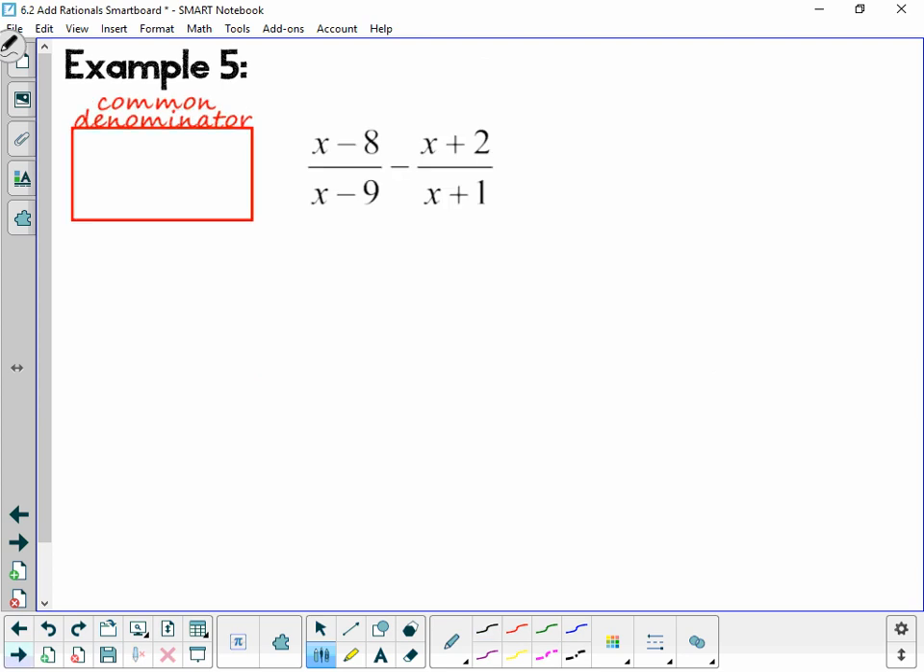Okay, we're going to look at two more. I'm trying to show you maybe some of the different combinations of denominators that might come up, so that as you're doing your homework, you'll have something to look at that might help you.